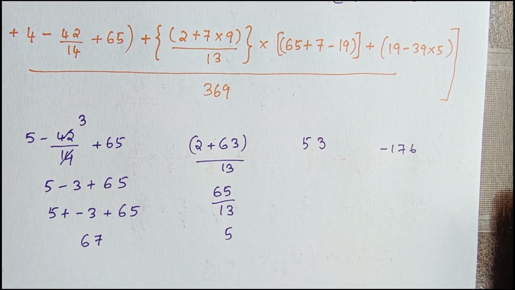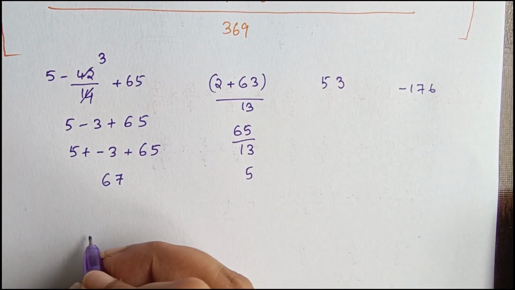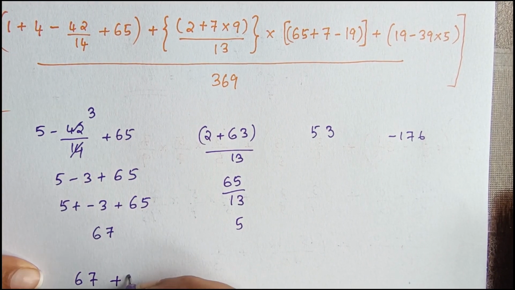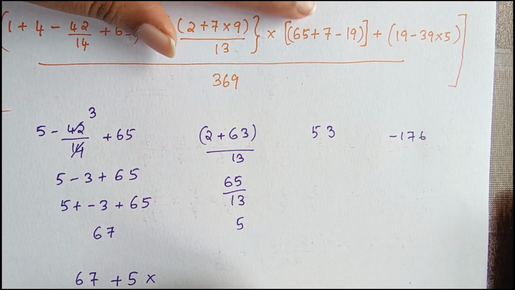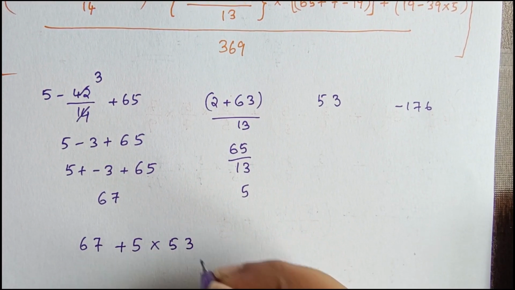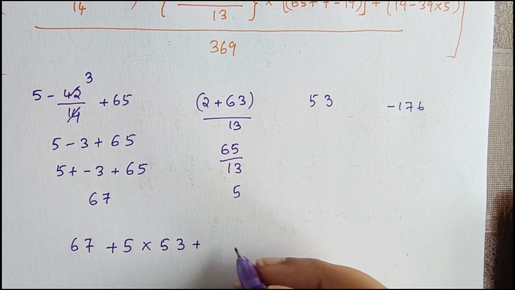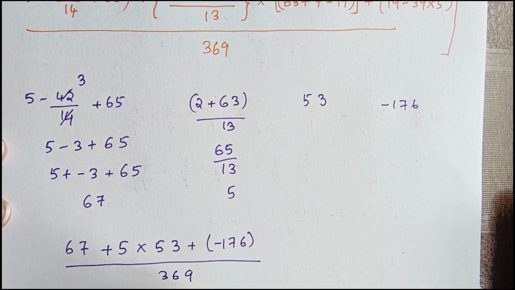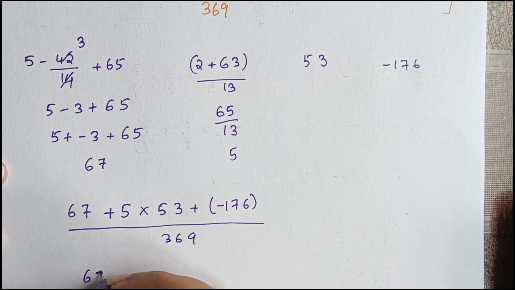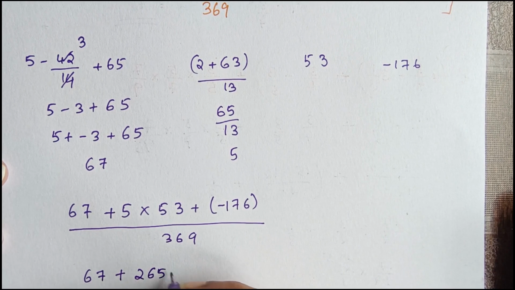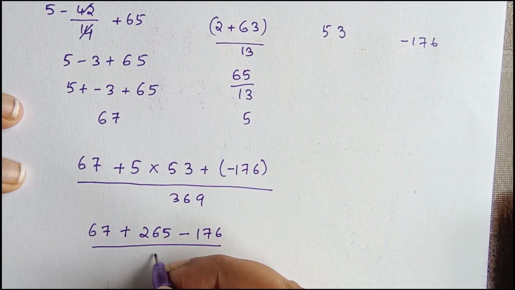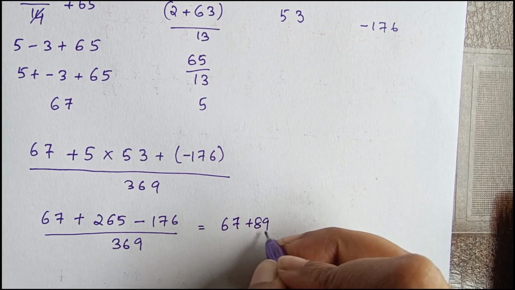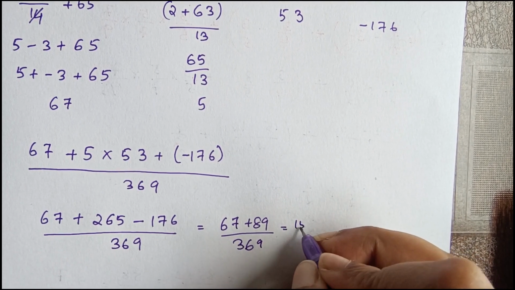So the first bracket answer is 67, plus the second bracket answer 5, into the third bracket answer 53, and the last one is minus 176, whole divided by 369. First you need to do the multiplication. 67 plus 5 into 53 is 265, minus 176, divided by 369, which is 67 plus 89 divided by 369, equals 156 divided by 369. This is the answer.